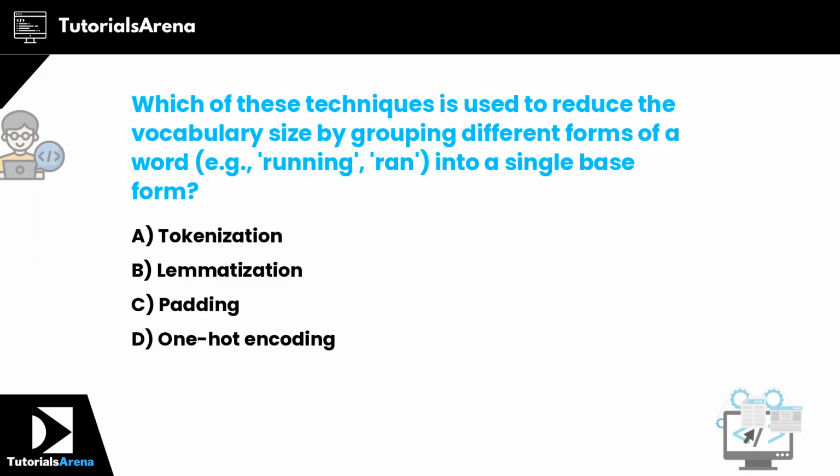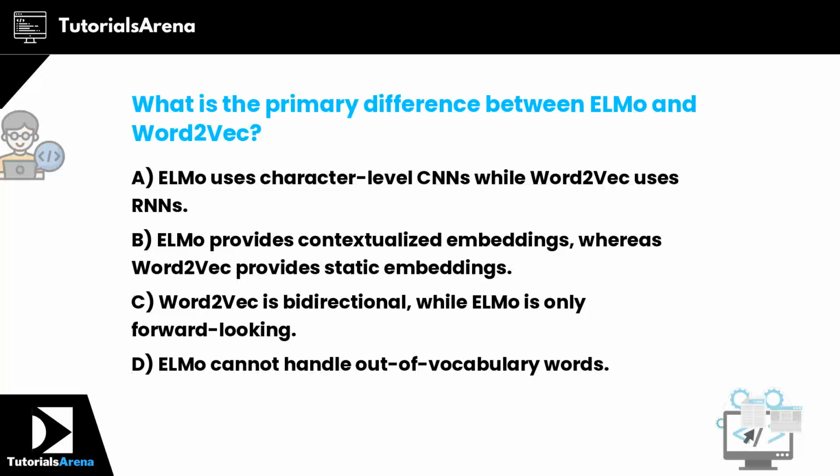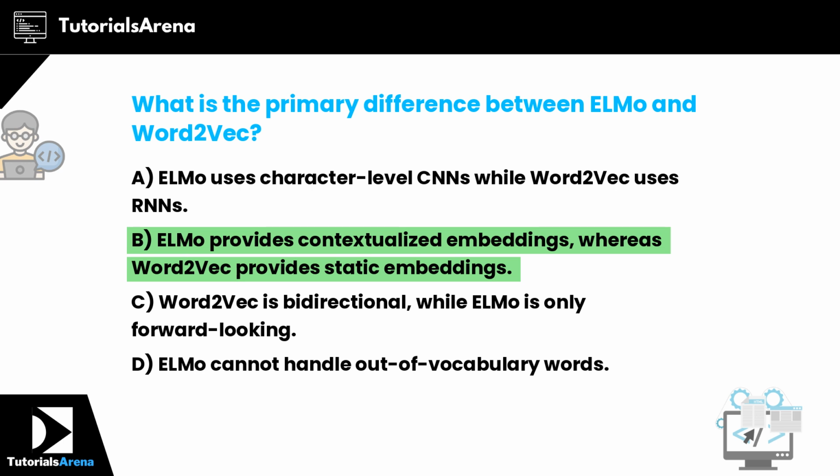Which of these techniques is used to reduce the vocabulary size by grouping different forms of a word, e.g., running, ran, into a single base form? The correct answer is option B, lemmatization. What is the primary difference between ELMo and Word2Vec? The correct answer is option B. ELMo provides contextualized embeddings, whereas Word2Vec provides static embeddings.